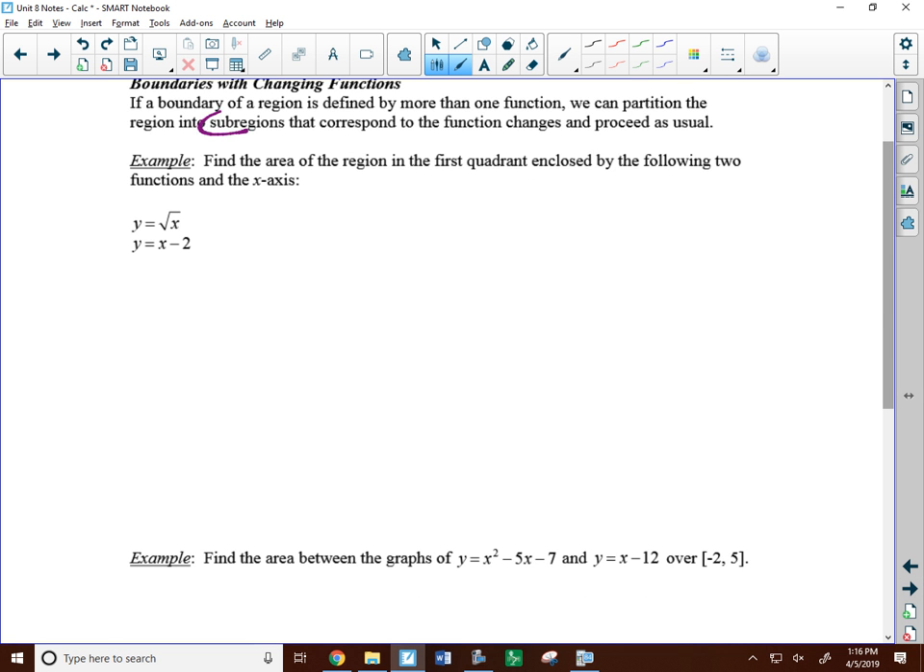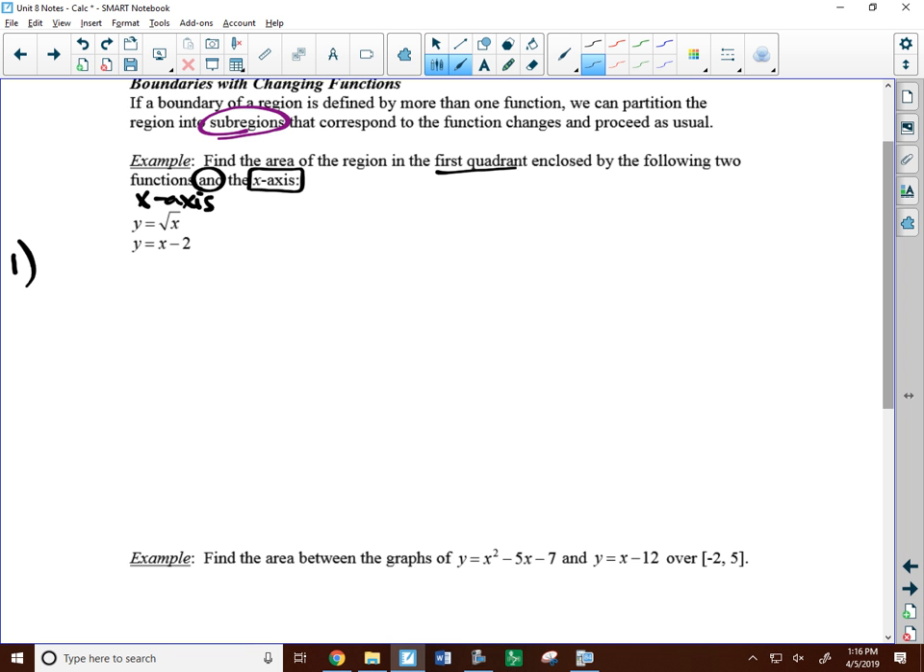All we're going to do is break it up into subregions. So this is like an additivity problem. We break it up and have separate integrals for each region. Okay, so let's do this one. Find the area of the region in the first quadrant enclosed by these 2 functions and the x-axis. So really, there's 3 functions.